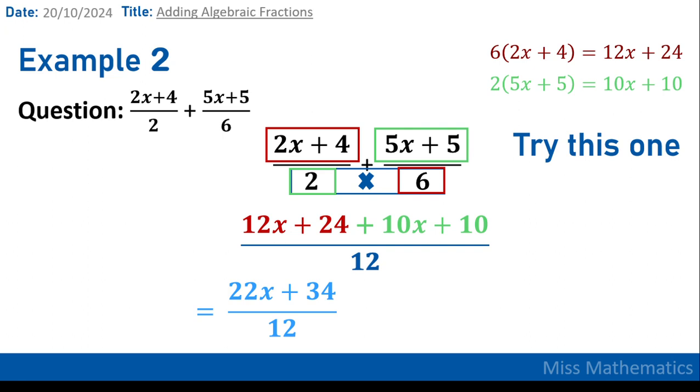This example is a tiny bit different because now, if you look closely, we can simplify this if we divide everything by 2. So if you divide all the numerators by 2 and the denominator by 2, because remember you simplified the whole fraction, you get (11x + 17)/6.